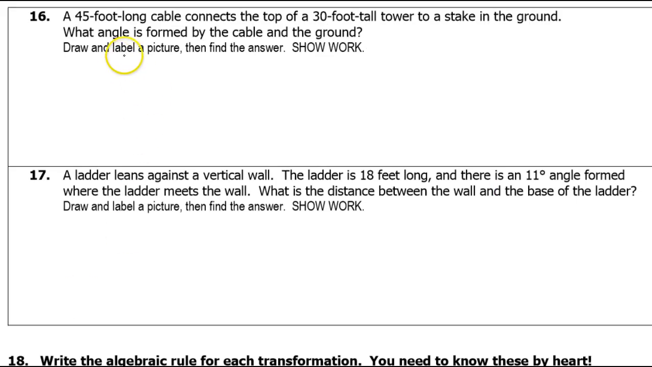Number 16. A 45-foot long cable connects the top of a 30-foot tall tower to a stake in the ground. Alright, we better draw a picture of that. So here's the ground. Here's a tower. Here's a stake in the ground. And here's the cable.